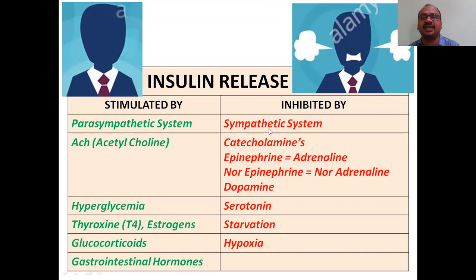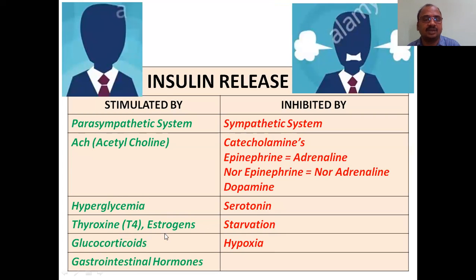That is the sympathetic system. Catecholamines will be there: epinephrine, also called adrenaline, which you know very well, just like the opposite of acetylcholine. Epinephrine, norepinephrine, also called adrenaline, noradrenaline, synonyms. Dopamine, serotonin, starvation, shivering, hypoxia: all these inhibit. Whereas hyperglycemia, excess sugar in the body, stimulates insulin release.